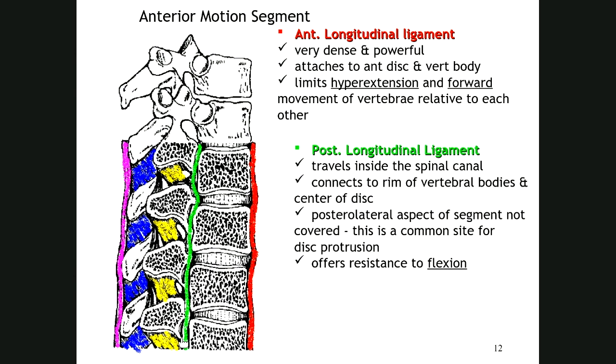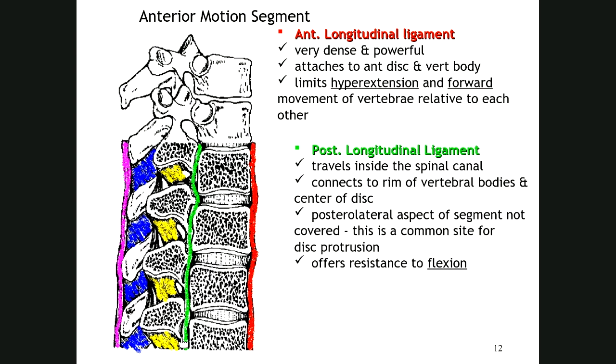Moving along, we have the posterior longitudinal ligament, which travels inside of the spinal canal. I'm going to stick my pen in where it should be. It travels inside that spinal canal, right here. I don't know if you can really see that. It connects to the rim of the vertebral bodies and the center of the discs.